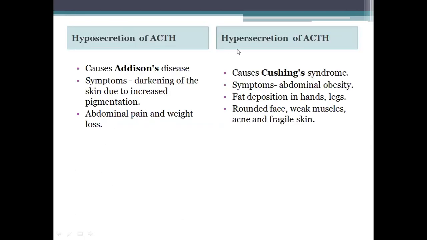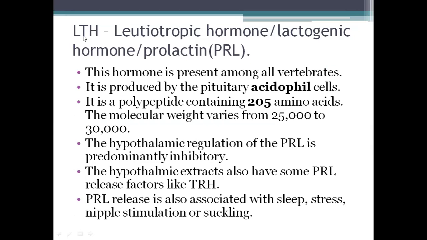Now, under abnormal secretion, hyposecretion of ACTH results in Addison's disease, and hypersecretion results in Cushing's disease. Pause the slide and just go through the symptoms.